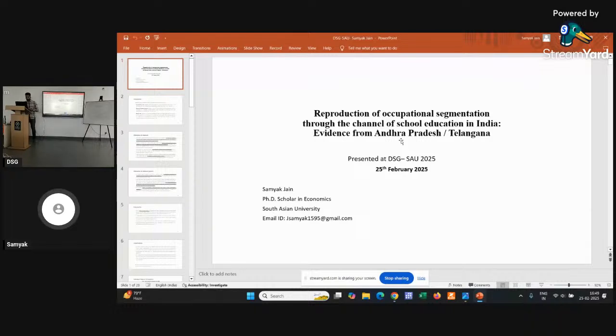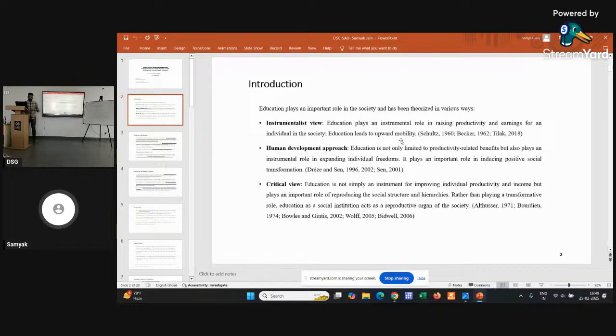Okay, so let me begin with three broad views of education and economic development. One is, as you also pointed out, education provides skills. What do those skills do? It becomes an instrument towards employability. Basically, greater education might lead to higher mobility in terms of occupation.